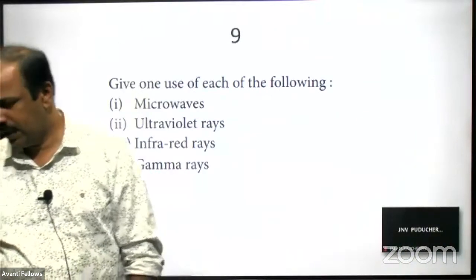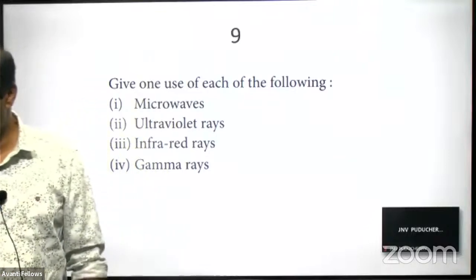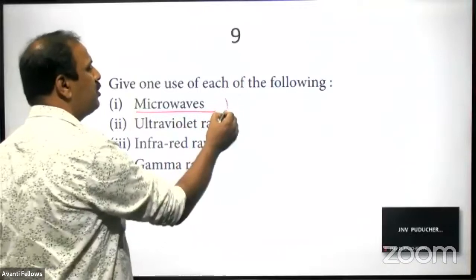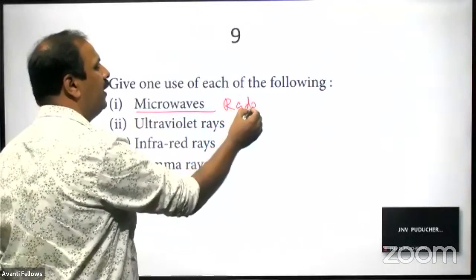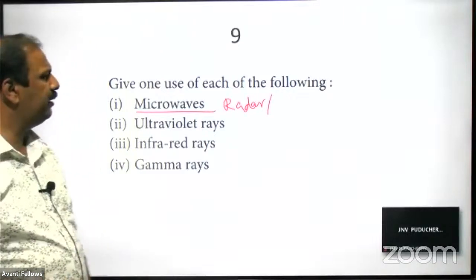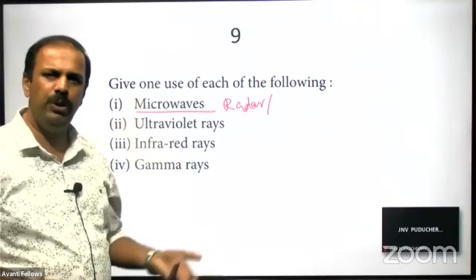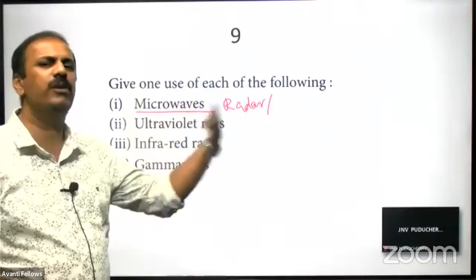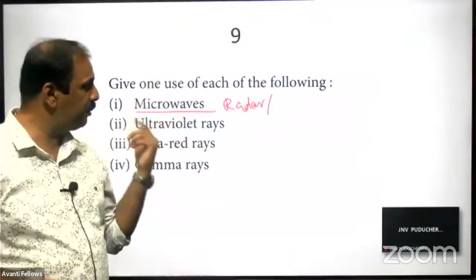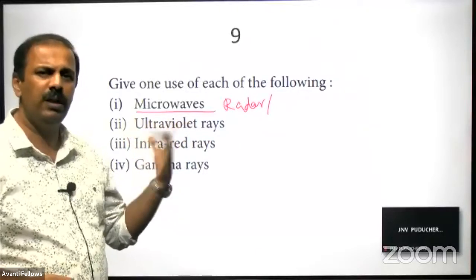Now, next is give one use of each of the following. Already we discussed so many times. Microwave, what is the use? It is used in radar, or again microwave oven it is used. And even microwave is used for communication also, but no need of mentioning because always we are taking radio waves for the communication. This microwave also is used for some area communications.